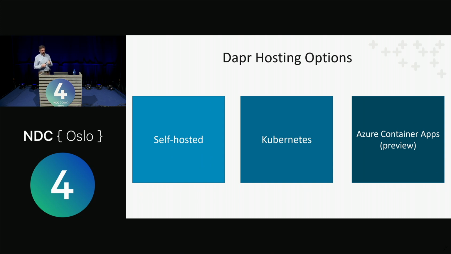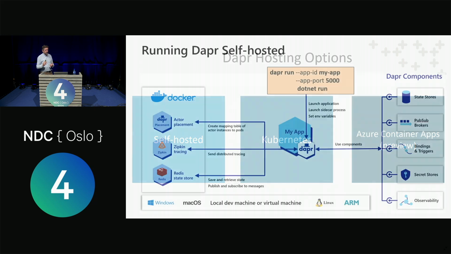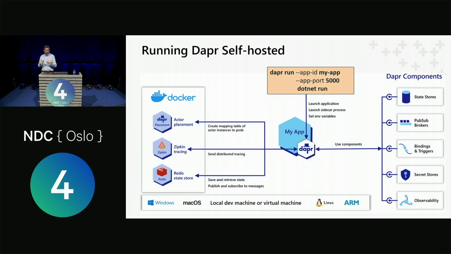Now you can also use Azure Container Apps, which was actually announced in preview at Ignite, which is a new, really kind of a serverless Kubernetes service, which will eventually make it just much simpler for you to host your microservices without having to know a lot of details about, for example, Kubernetes. But in the case of self-hosted, we did this Dapr run, as the slide shows here. So you run your application, you run your sidecar.